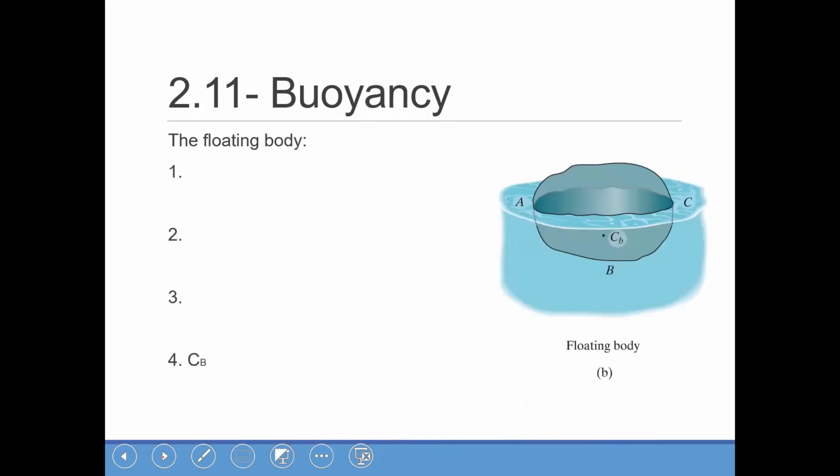Let's discuss the one where it's floating. So again, the principle is the same as for the submerged one, and here the displaced volume is obviously this one.